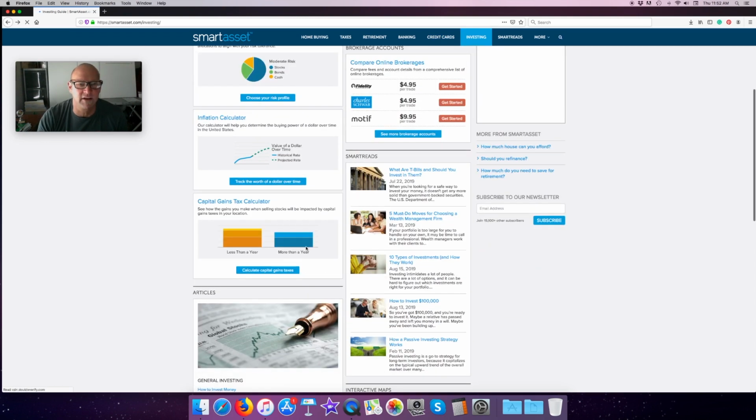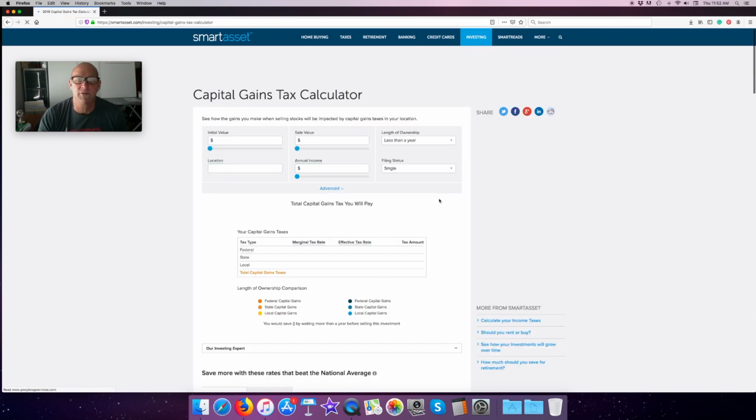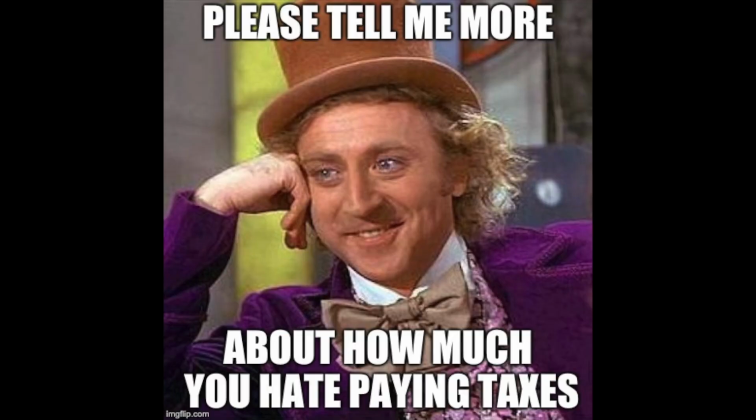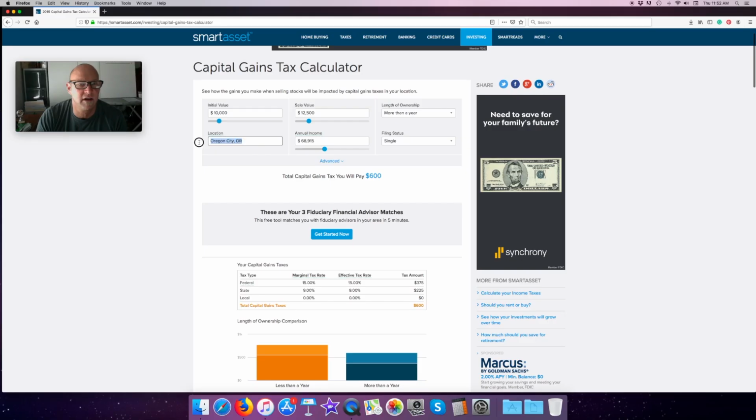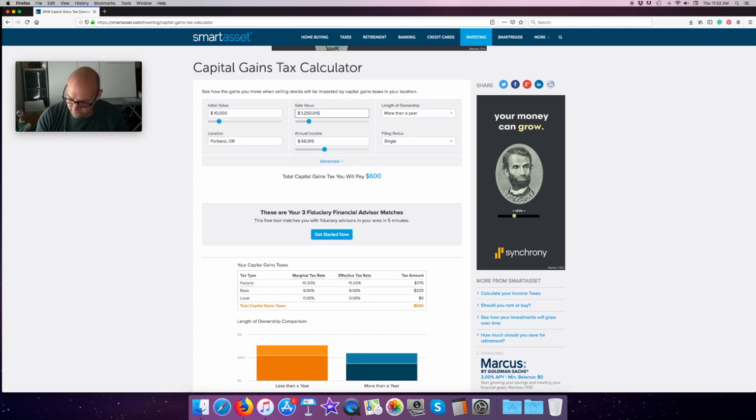Now, the second one I want to look at is, let's go back. Let's go down and take a look at the capital gains calculator. I like this one because it helps me with how much I'm going to pay in taxes. Let's say that I had a $10,000 investment. Okay. And I'm in Portland, Oregon.